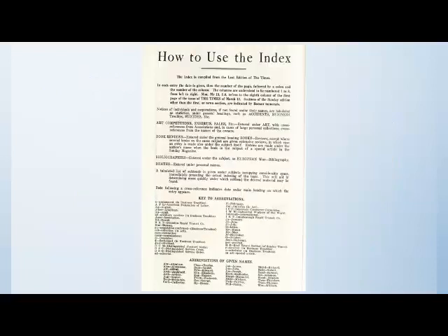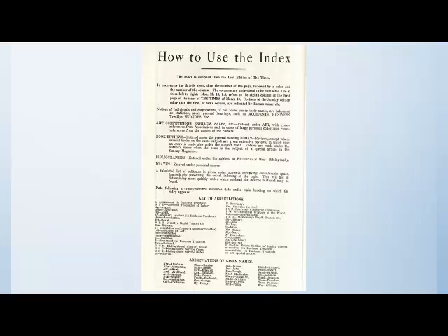So let's start by looking at the New York Times Index for 1922. First, we start by looking at the How to Use the Index page. Not all help pages are labeled so clearly, and some are not in the front of the volume, but will be in the front of the first volume of the set.